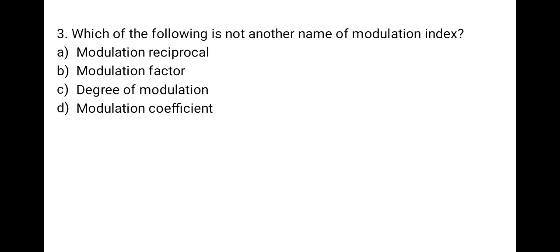The next question, which of the following is not another name of modulation index? Modulation index is the ratio of modulating signal voltage to the carrier voltage. It has various other names, that is modulation factor, degree of modulation, and modulation coefficient. The first option is incorrect. Modulation reciprocal is not another name of modulation index. So the correct option is A.